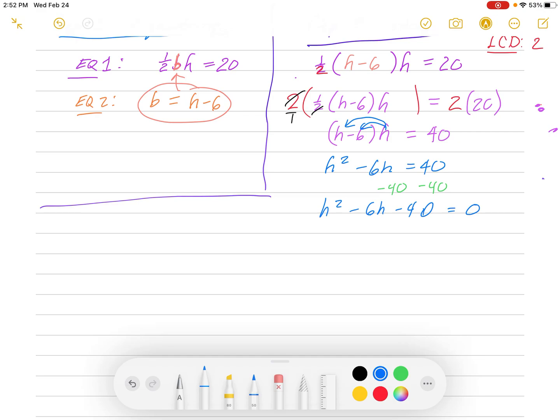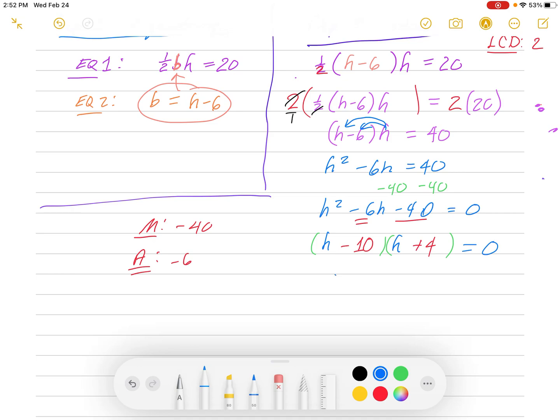And this is factorable, right? This is a factorable expression on the left side. We can make 2 pairs of parentheses. This is all equal to 0. And we'll say, okay, h times h gives us h squared. And you can find 2 numbers that multiply to give minus 40 and add to give here minus 6. Those 2 numbers are minus 10 and plus 4, right? Negative 10 times 4 is negative 40. Negative 10 plus 4 is negative 6.